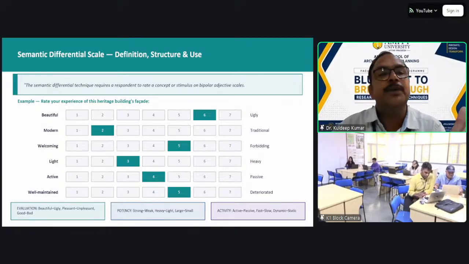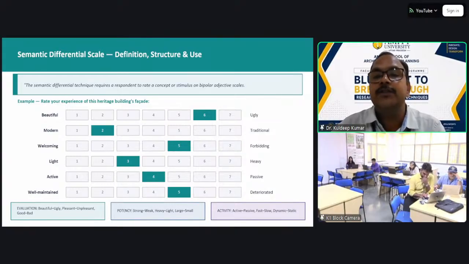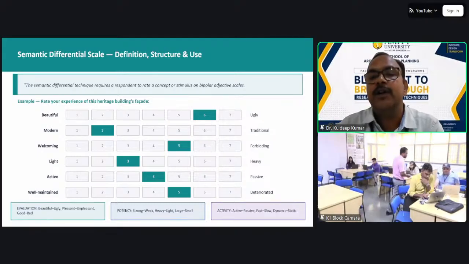So we are rating the experience maybe of a heritage building facade. Each row represents a pair of opposite adjectives that we have seen. So the respondent marks on the scale of 7 as per his experience, like the first one. Beautiful or ugly, the respondent marks 6. That means leaning towards the beautiful. In modern or traditional, the respondent marks 2. That means strongly traditional. Similarly, for light or heavy, the respondent marks 3. So it's slightly light. Or maybe the last, well-maintained or deteriorated, the respondent marks 5. So that means fairly well maintained.